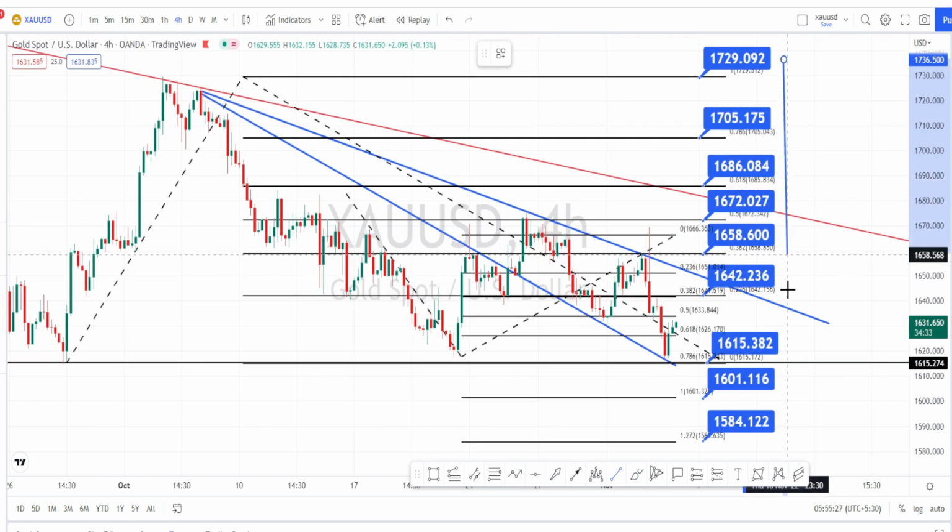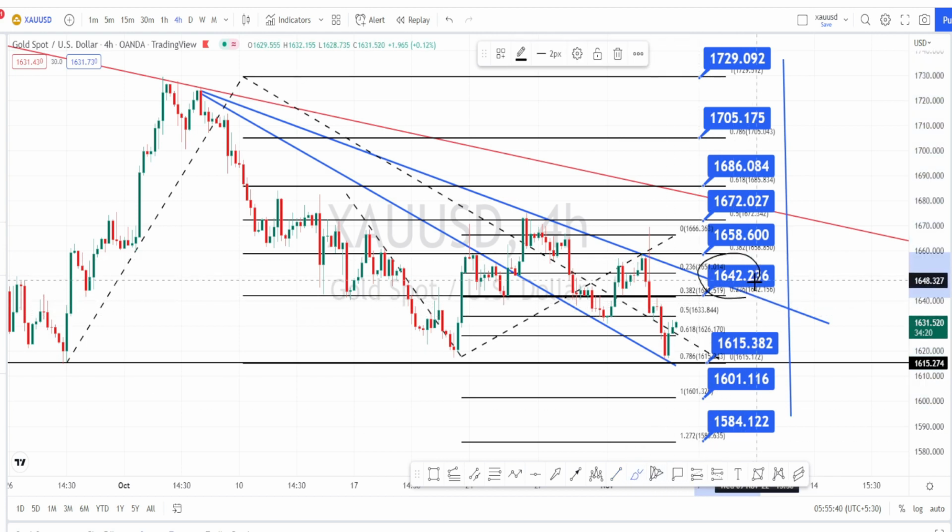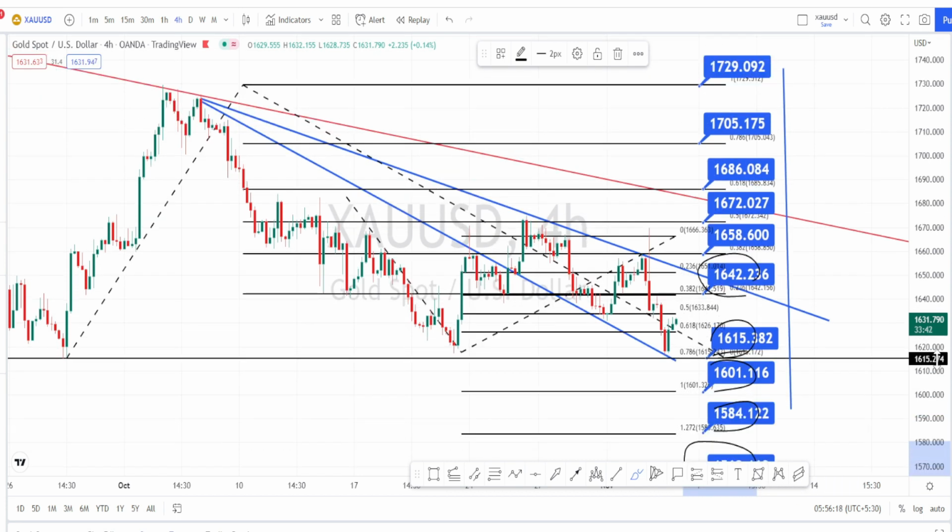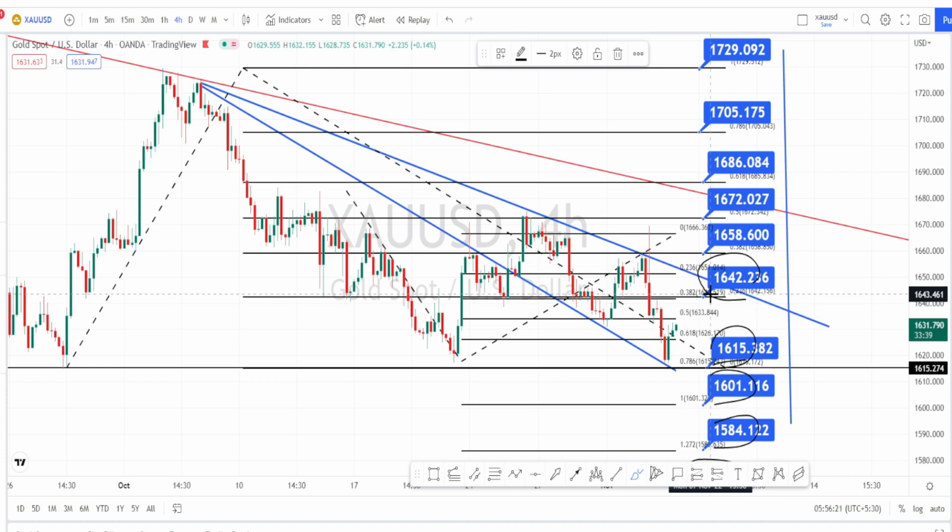So the values within these blue color boxes are the resistance and support levels for the current price action in the 4 hours time frame. Currently the price action is trading between the resistance level of 1642 and 1615. And if the price action breaks the support level of 1615, the next levels of support are going to be 1600, 1584 and 1562. And on the bullish side, if the price action breaks the resistance level of 1642, the next levels of resistance are going to be around 1658, 1672, 1686, 1705 and 1730.